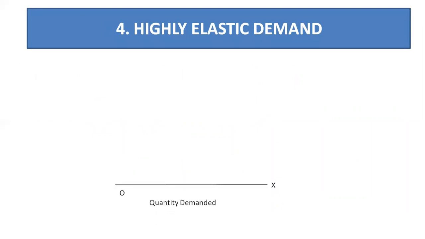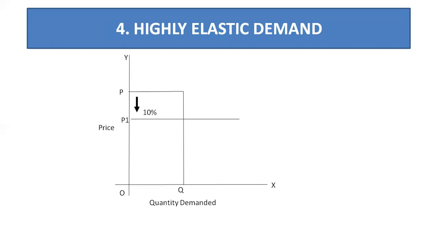First of all, draw x-axis and name it as quantity demanded. Then draw y-axis and label it as price. Now draw at original price, original quantity demanded. Now when the price decreases from P to P1 by 10%, the quantity demanded increases from Q to Q1 by 30%. Now let us see this percentage change.